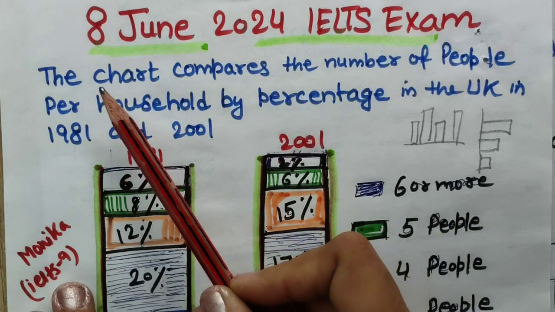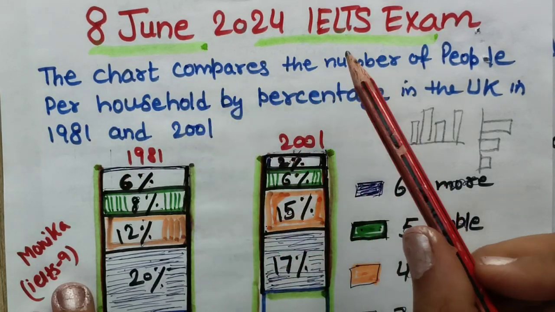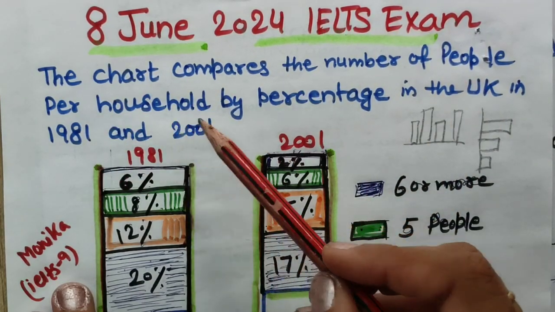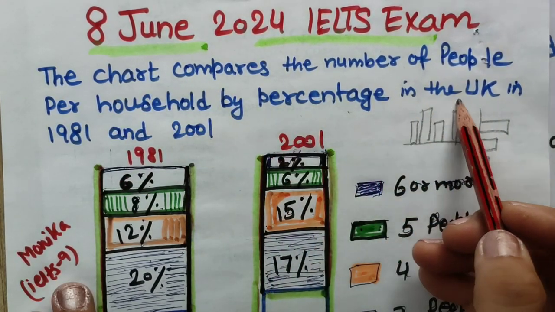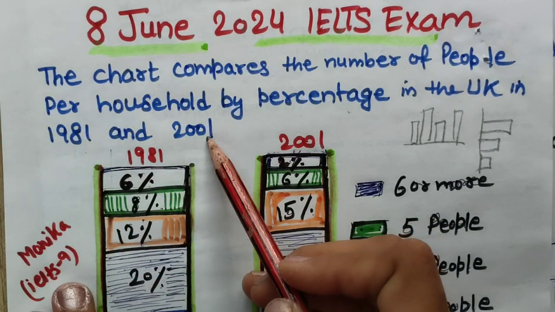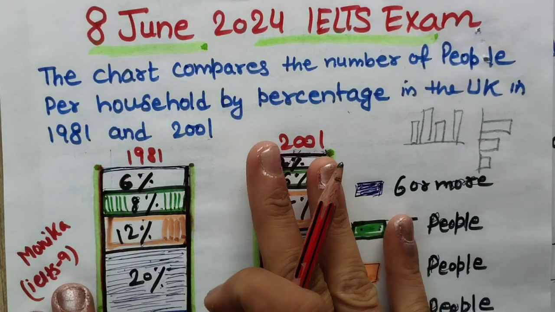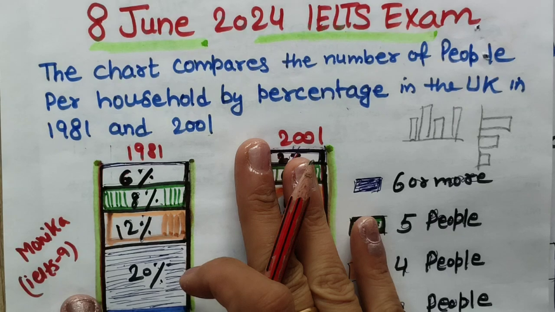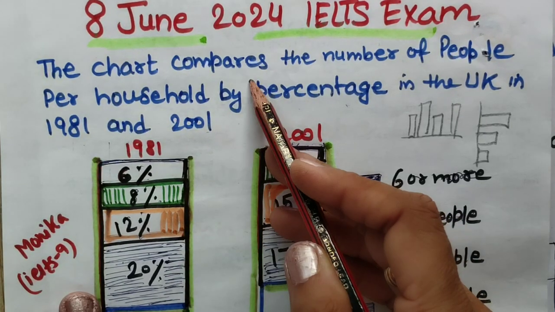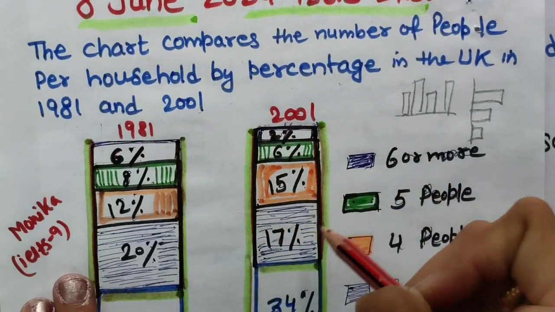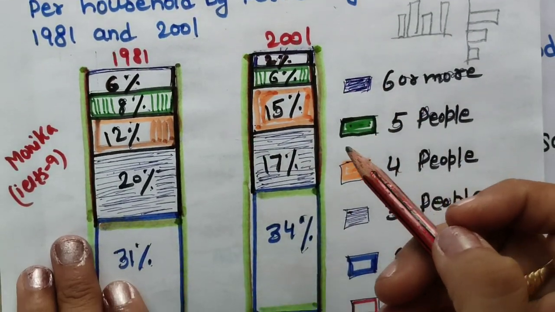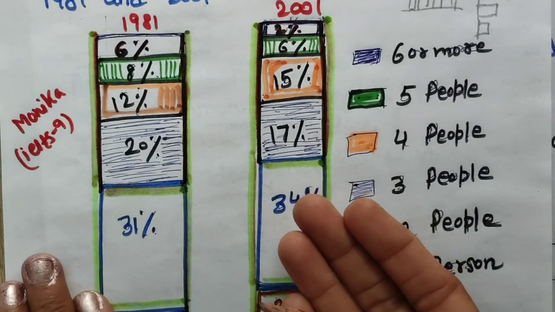So here the statement says the chart compares the number of people per household by percentage in the UK in 1981 and 2001. Okay, so in this video I am going to show you how to write introduction for this question statement, how to write overall paragraph, and how to write body detail paragraph. So this is confusing one.